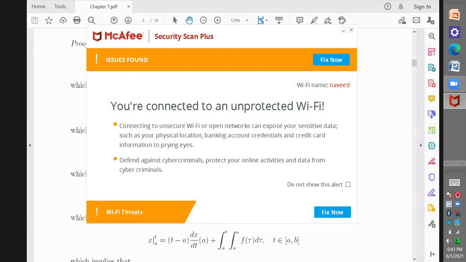Now use limits of integration, so we use the upper limit. So this is dx over dt of t minus dx over dt at a is equal to integral from a to t of f of s ds, t belongs to [a, b]. Now just shift this to the right side, so you can see dx over dt at t is dx over dt at a plus integral from a to t of f of s ds, where t belongs to [a, b].